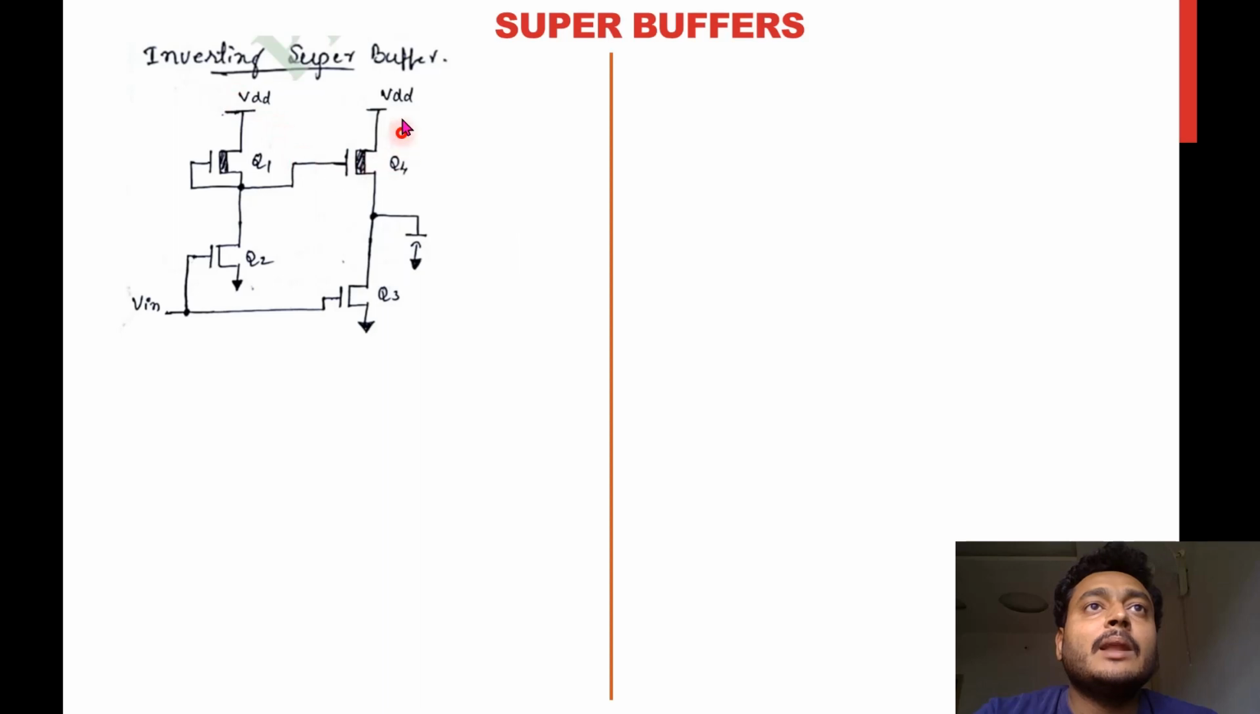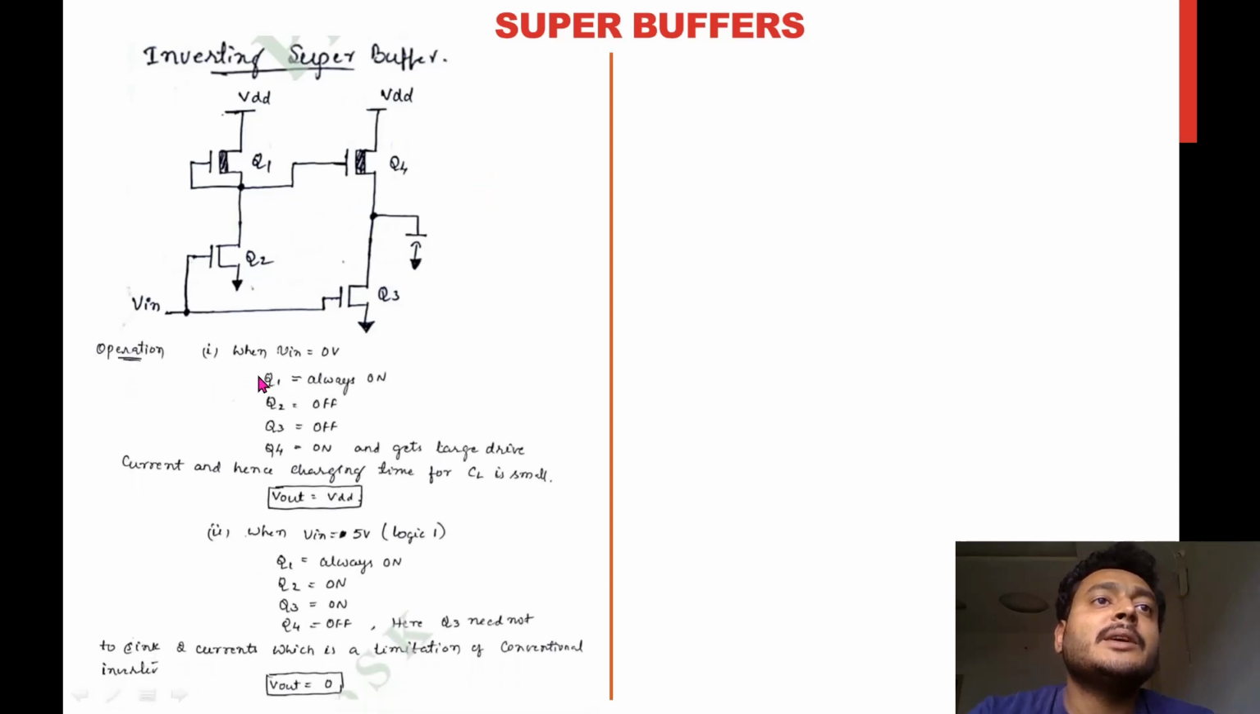And we will have another depletion mode transistor like this, and another enhancement mode transistor like this, and this will be the way of connections. Here the output of this inverter is going to drive the input of the depletion mode transistor, and this Vin is directly given to the gate terminal of this Q3 transistor. Anyhow, this is your load, CL, right? So how does this work? You can see here.